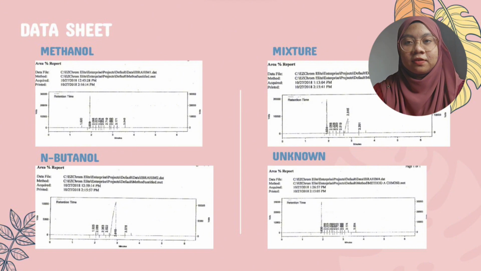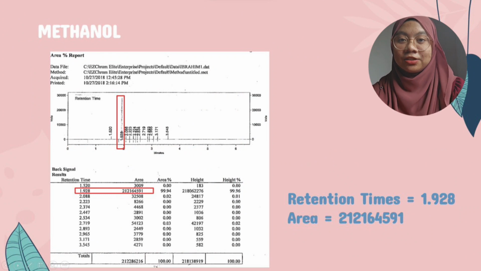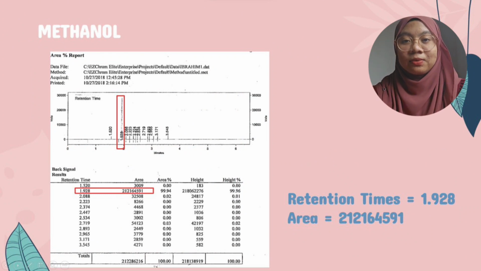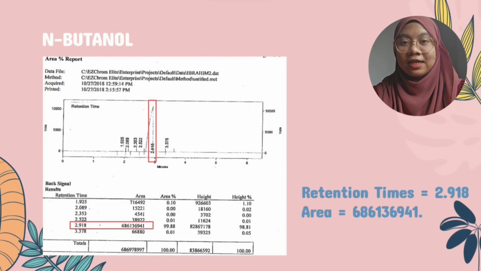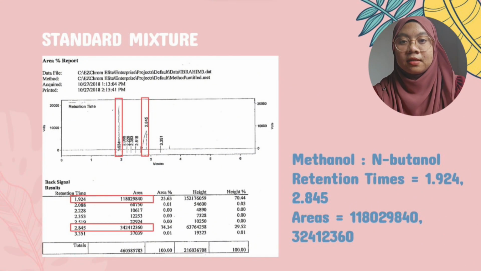These are the datasheets for each compound that show the graph of volts against minutes, with the big number of area, to obtain each compound's retention time. For methanol, the result shows that methanol has 1.928 retention time and the area is 212164591. For N-butanol, the result shows that it has 2.918 retention time and the area is 686136941.